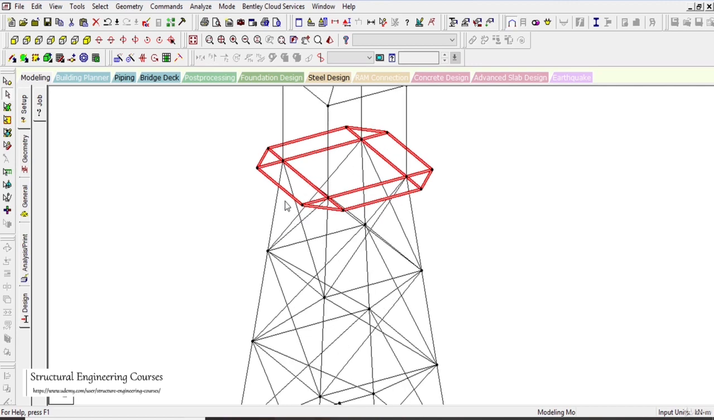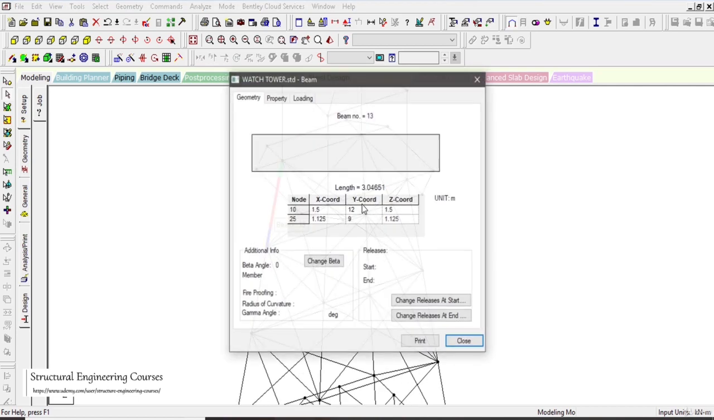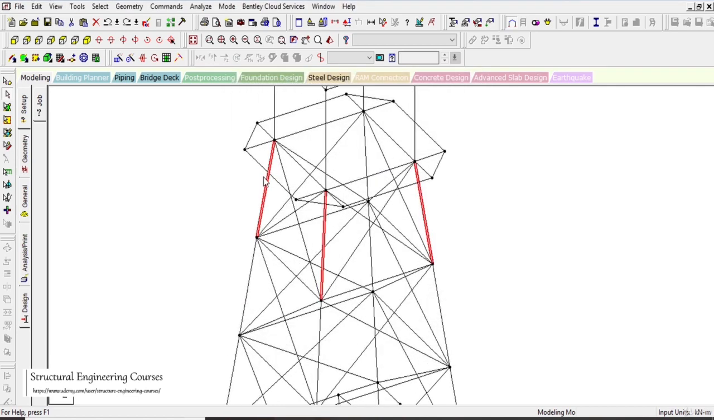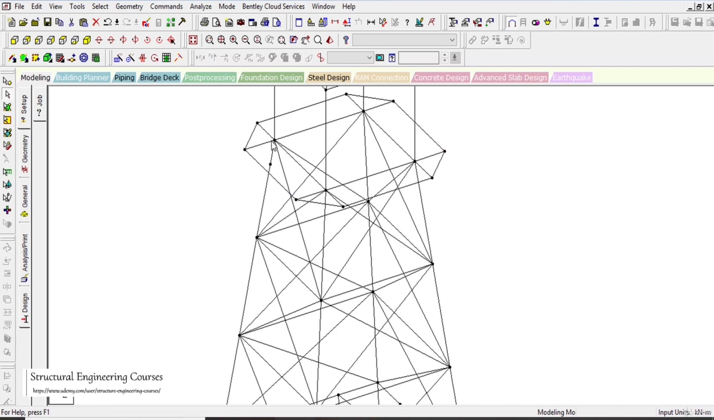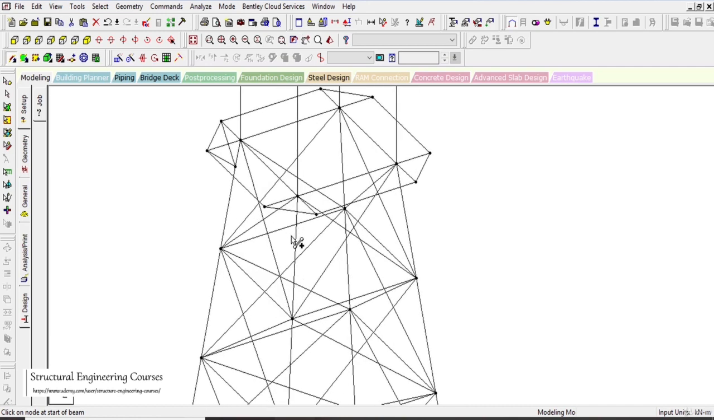So what we can do, the length of this beam is approximately 3 meters. So we can insert node, and distance we can add at 0.75 meters. Because basically the orientation of the member is like this. So we can draw a bracing like this.